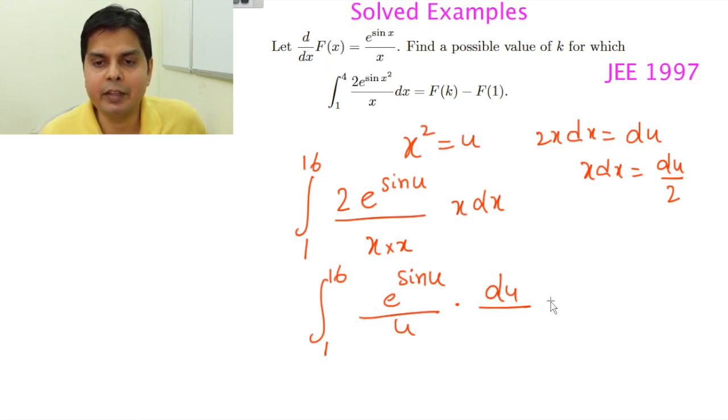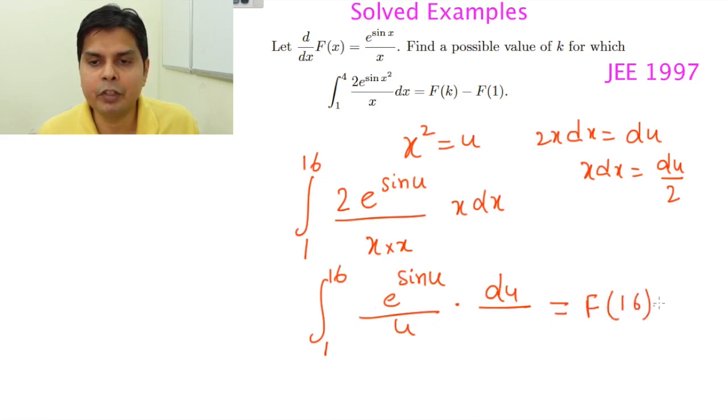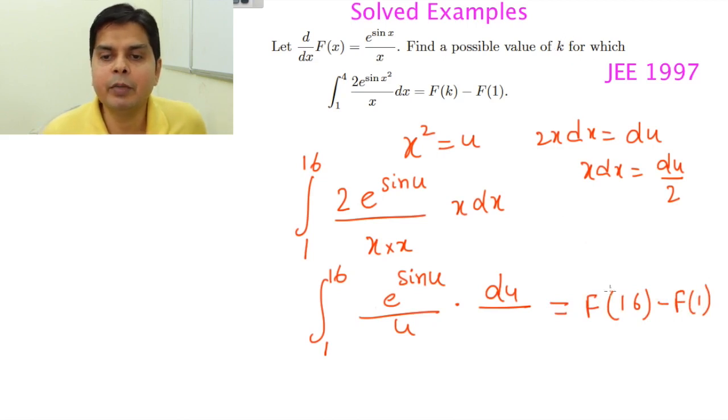So this I can write as f16 minus f1. So the value of k will be 16. Why is this equal to f16? Because it has been given, you see, that e to the power sin x by x is equal to d by dx of f of x.